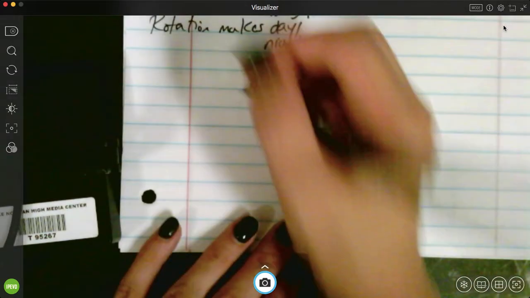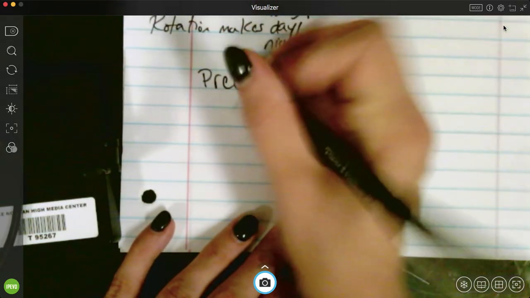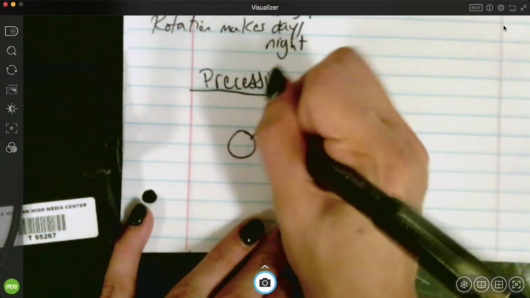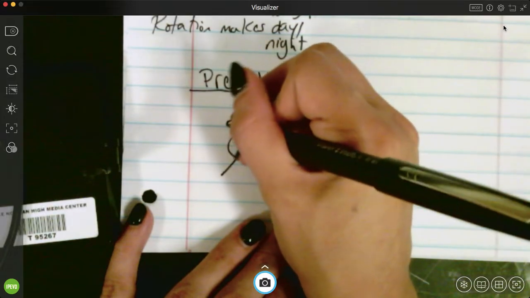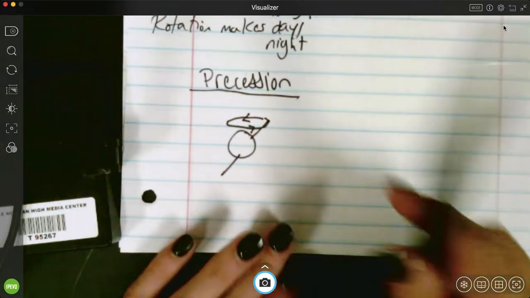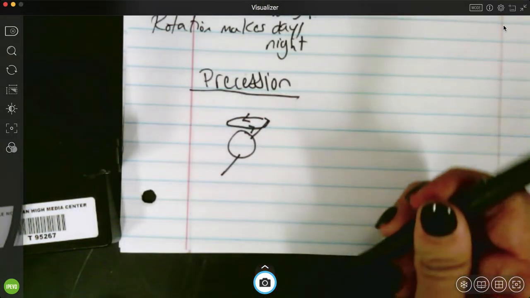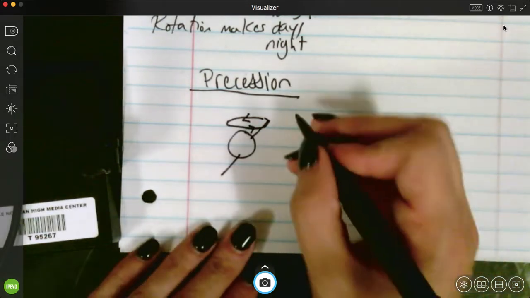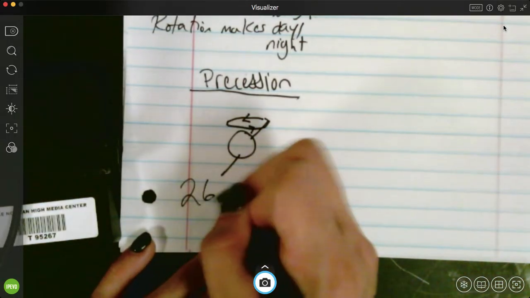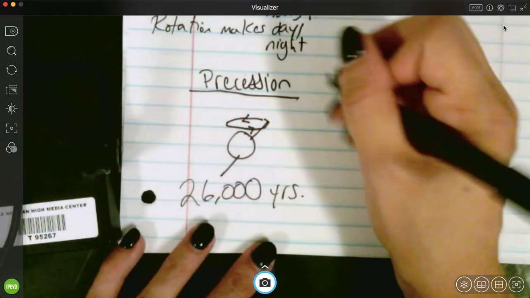Our minor motions, precession, which is changing which way the Earth is facing in space. So imagine a top going like this, going like this. It's a very slow motion. It takes about 26,000 years to do one precession.